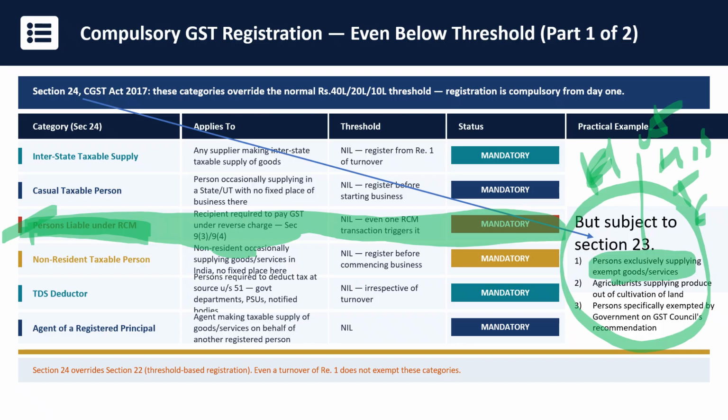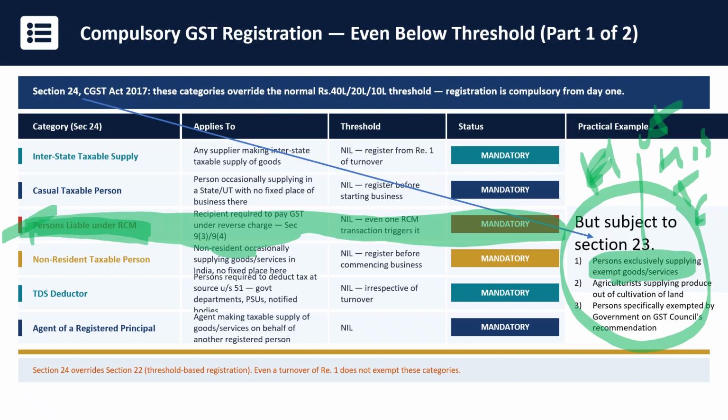As of now, it is still under discussion, but recently the government clarified that if your outward services are not taxable, you don't need to get the registration under the threshold limit. In those cases, where you are providing exclusively exempt services, you don't need to get a registration.